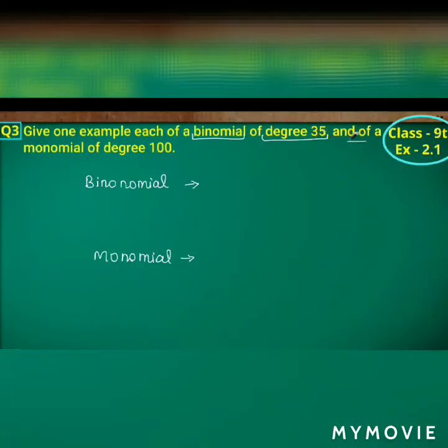that is, give one example each of a binomial of degree 35 and of a monomial of degree 100. So here they have mentioned binomial as well as monomial. Binomial is nothing but what? If the expression is having two terms, it is said to be binomial. So I am just taking a simple equation here, x plus 1. But the degree must be 35. The highest power should be 35. So we have to replace the variable with the power 35. That is x power 35 plus 1.